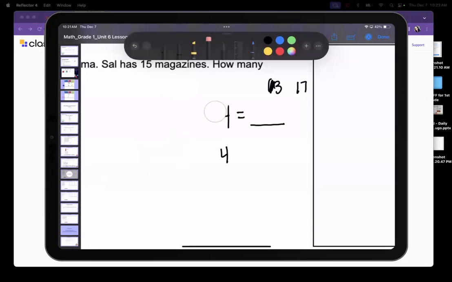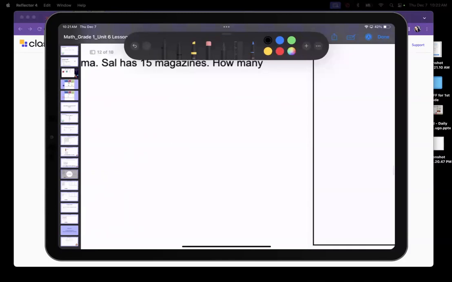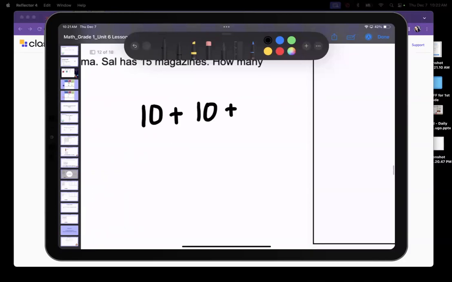Okay, let's do one more because you guys are doing phenomenal work. Okay, ready? Here we go again. Good job, Kinsley. Elena has 10 cookies. And Kalia is going to give her 10 more cookies. And then Raghav is going to give the group 5 more cookies.